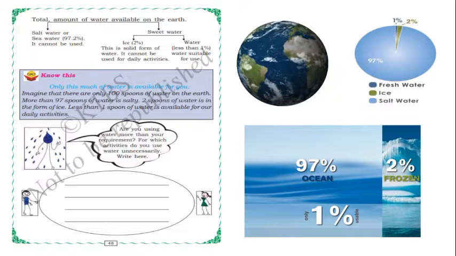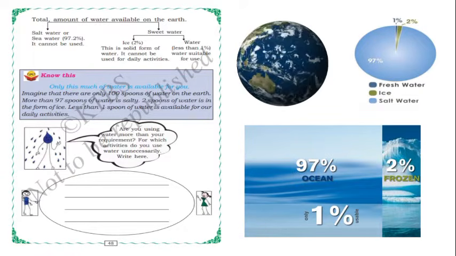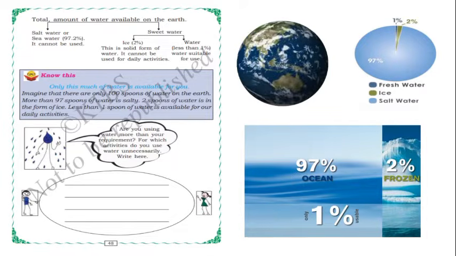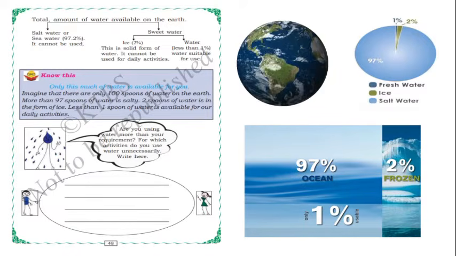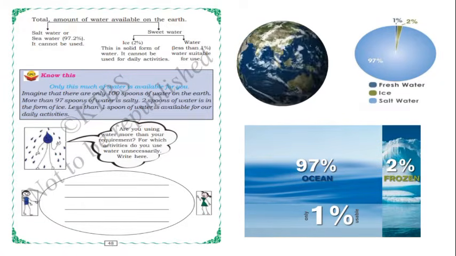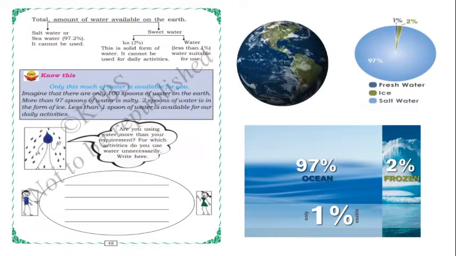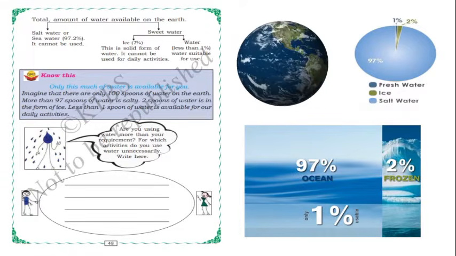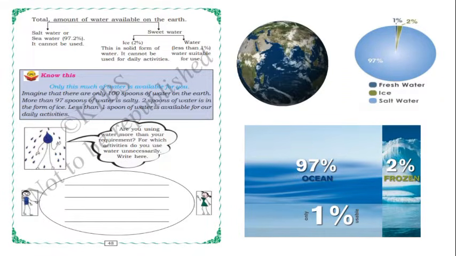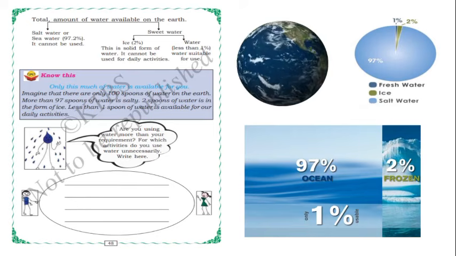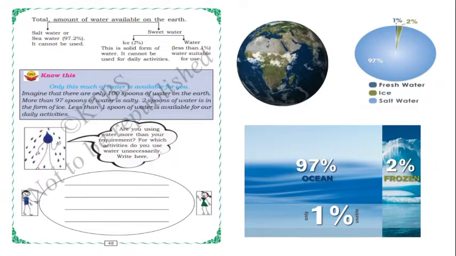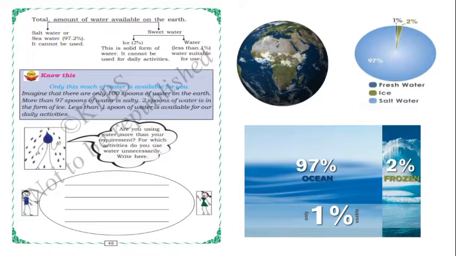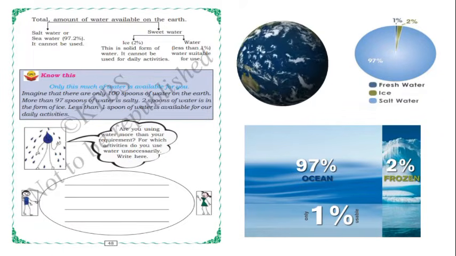Okay, so the total amount of water in salt water or sea water and sweet water: salt water is 97.2%. You can see in the picture on the right side. And in the form of ice, in the form of solid, 2% is there. Only 1% water is suitable for use for our daily activities. So below we can see that only this much water is available for us.